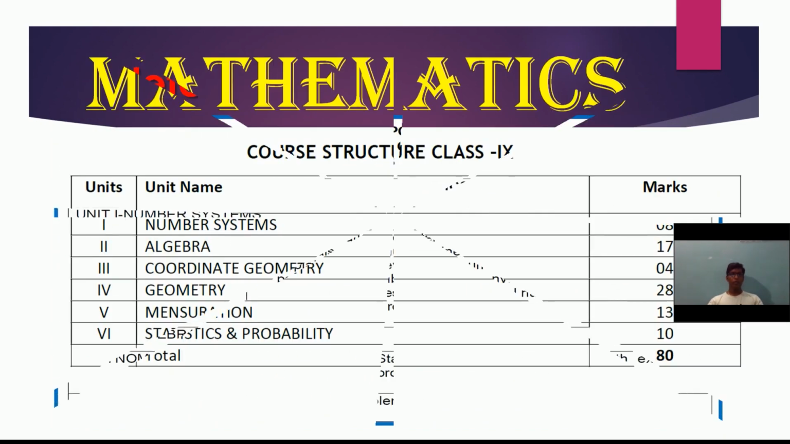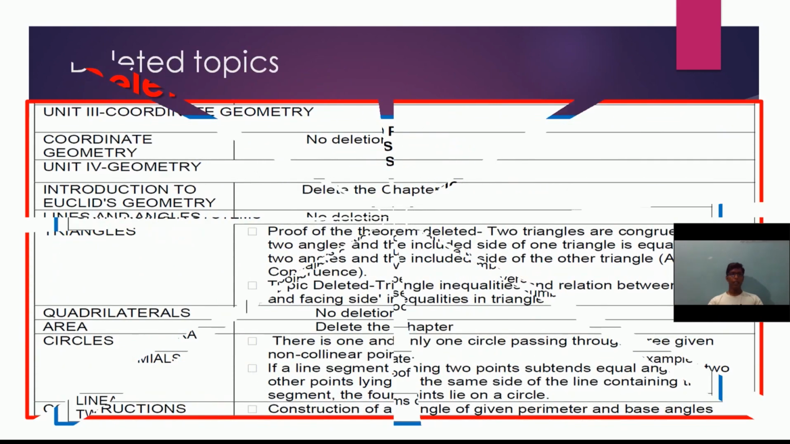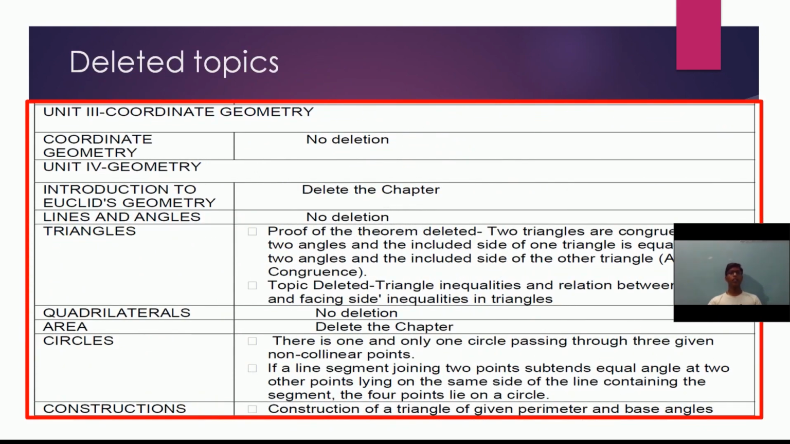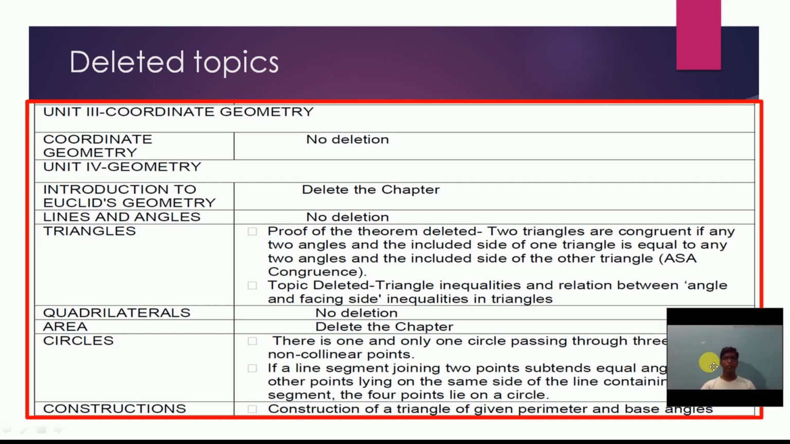Okay, next. Now if you observe the next unit 3, coordinate geometry. In coordinate geometry there was no deletion, so you have to learn the entire chapter, it's very important. Next, coming to the four chapters of geometry, Introduction to Euclid's Geometry was deleted. The chapter was deleted. And Lines and Angles, there is no deletion. Coming to Triangles, two topics.